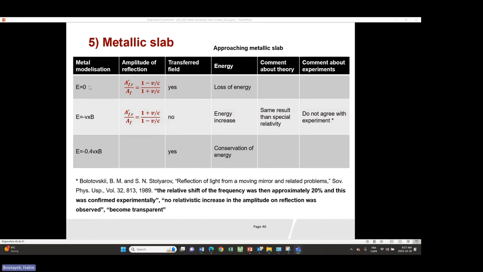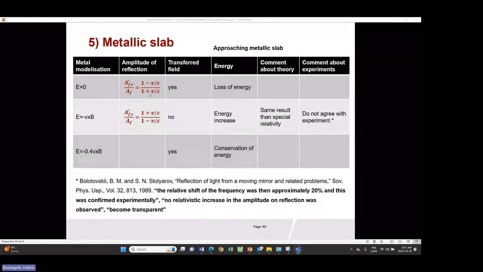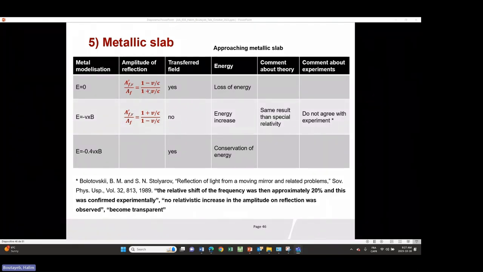Okay. So E equals zero, that was the case I showed before. We have a transferred field. The amplitude is given by 1 minus V over C over 1 plus V over C. It is the inverse of the formula for the frequency. So here the amplitude decreases and the frequency increases. When we analyze the energy of the transferred field and the reflected field, we see that there is a loss of energy.